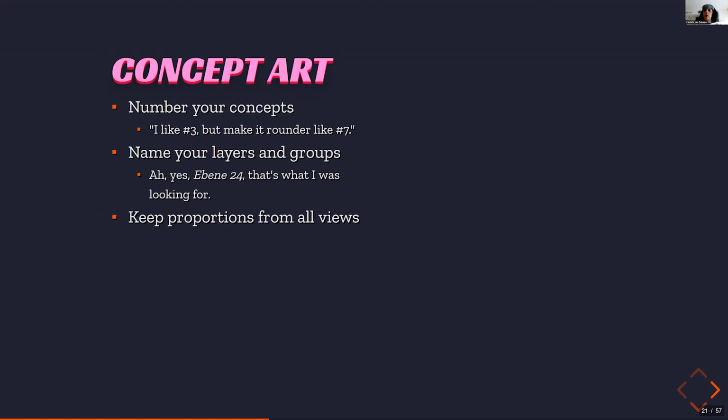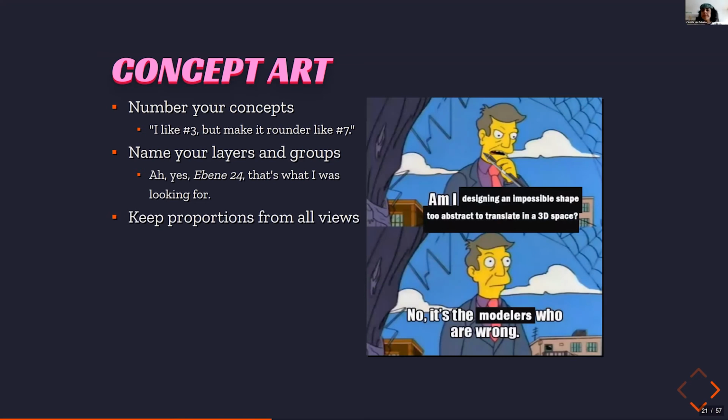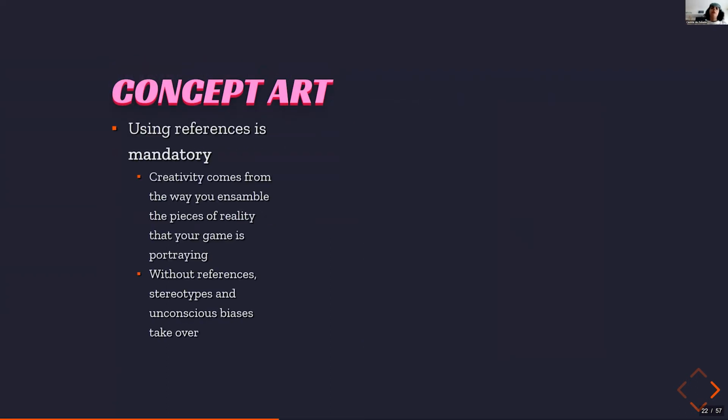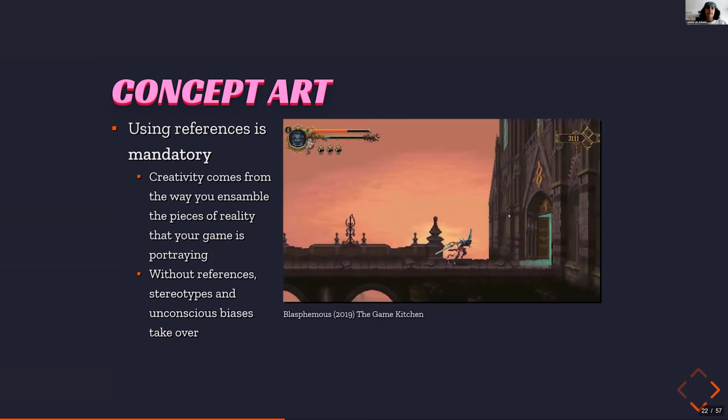Keep the same proportions from all views. So whoever does concept art, please make it make sense. Your drawing from the side should coincide with the drawing from the front. You not only can, you have to use references, because creativity comes from how you assemble the pieces, how you put them together, the pieces of reality that the game is portraying or is referencing.